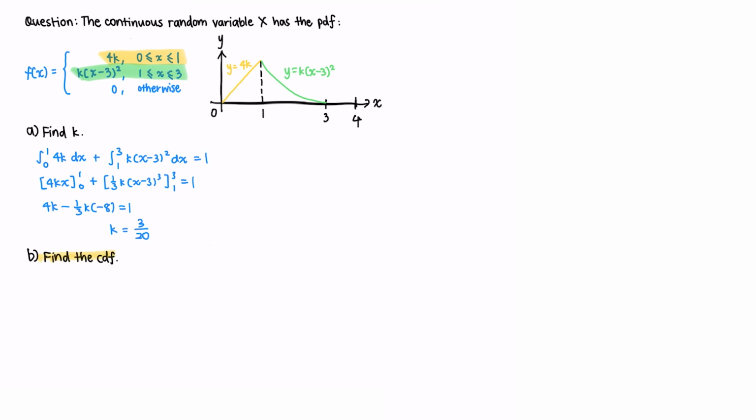Now the question asks us to find the CDF. So again, what a CDF is, is a function of the area under the curve of the PDF. Now for this part over here, this is simple. You remember our formula, we are integrating from the start to any x. So this is just equal to 4kx. And if I substitute my value of k, this is just 3 over 5 x.